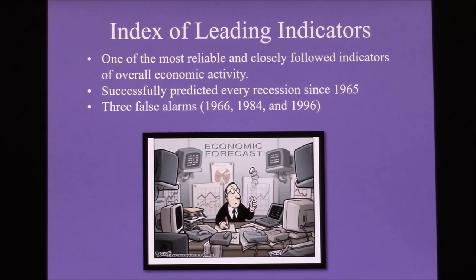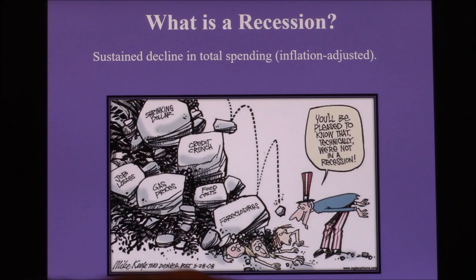All right. Well, what is a recession? Well, it's a sustained decline in total spending. The rule of thumb, which was made up by, I just learned this, the rule of thumb is two consecutive quarterly declines in real GDP.